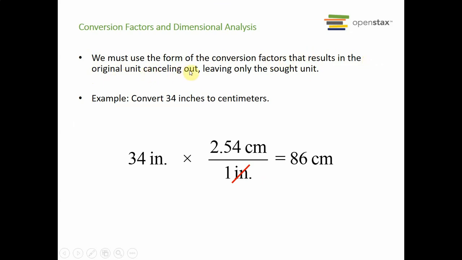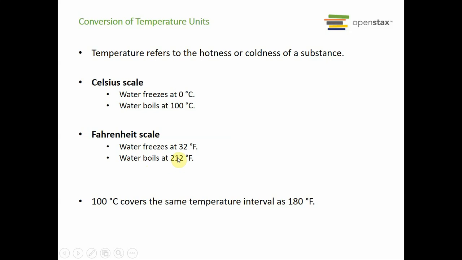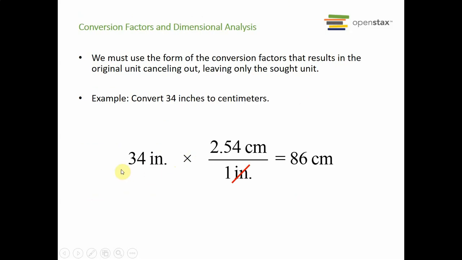So we must use the form of the conversion factor that results in the original unit canceling out, leaving only the sought unit. So we have 34 inches, and then we multiply it by a unit conversion factor, in this case one in which the inches will cancel out. They didn't actually put the line through the inch there, and you end up with 86 centimeters. Okay.